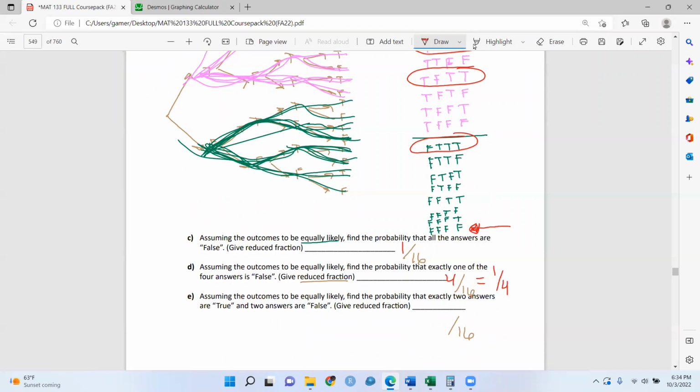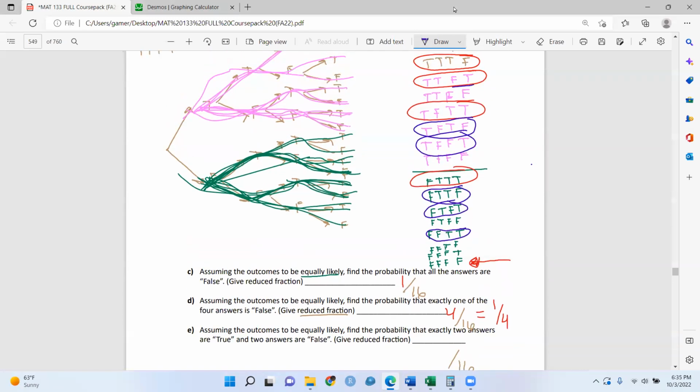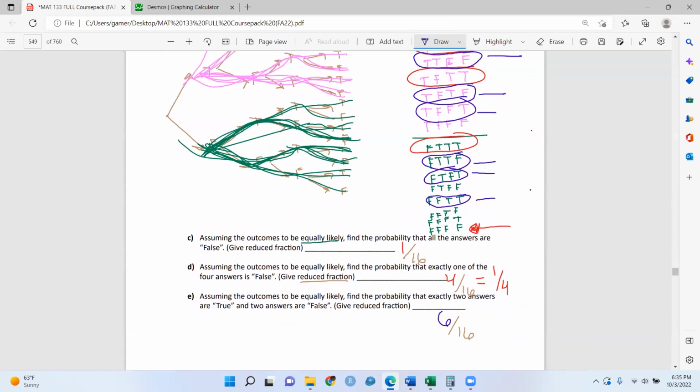Okay. So then, well, this last one, we might as well do it, and then we definitely got to move on, so we have time to look at the new stuff. We're saying that exactly 2 answers are true and 2 answers are false. So we're looking for 2 Fs and 2 Ts, doesn't matter the order. So if I start from the bottom, I got this one, this one, this one, this one, and this one. So that's exactly 2 T's and 2 F's. So 1, 2, 3, 4, 5, and 6. 6 out of 16.